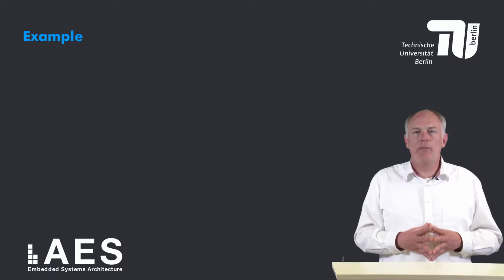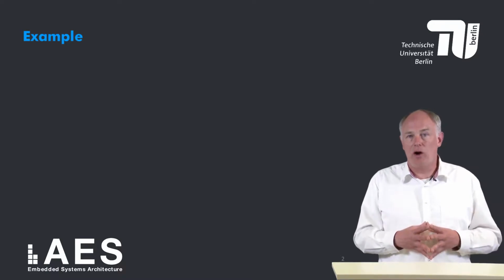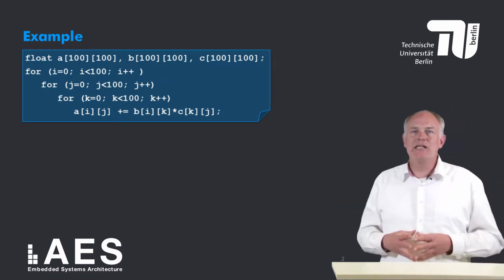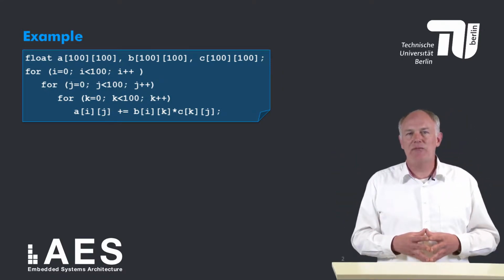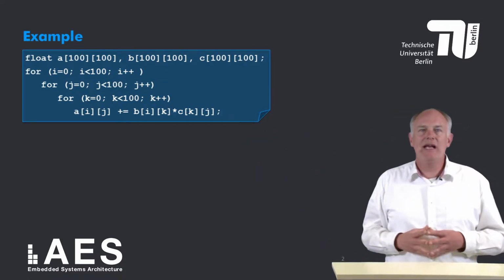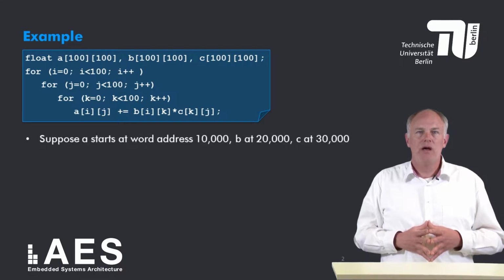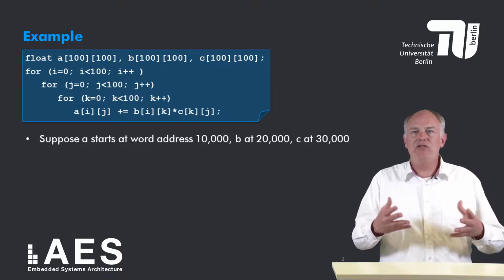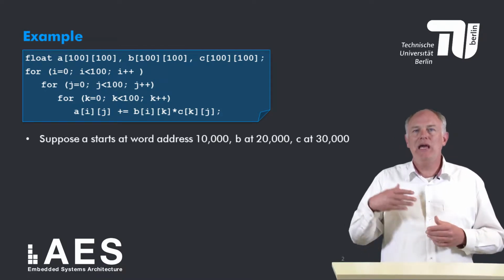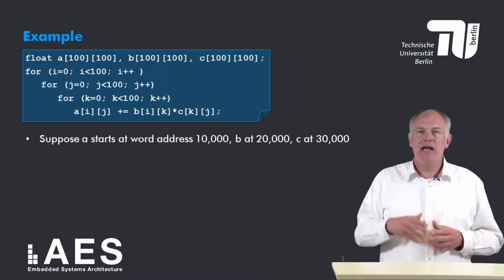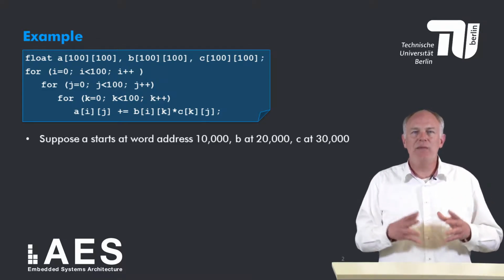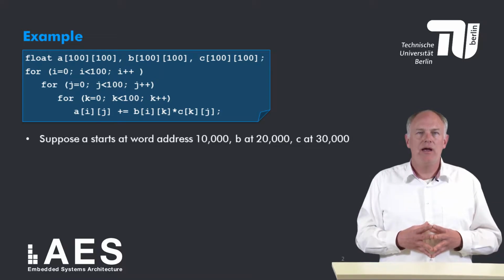I now give an example of the contents of the RPT after a certain time. Here is matrix multiplication again, as we have seen several times before. But now I use single precision floating point instead of doubles. Suppose now that the matrix A starts at word address 10,000, B at word address 20,000, and C at word address 30,000. Notice that each matrix has 10,000 elements.